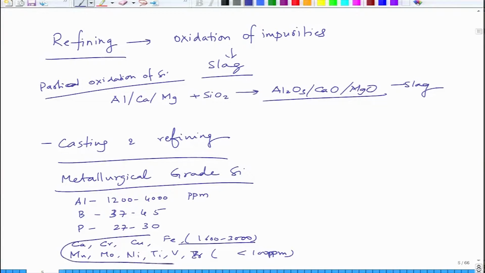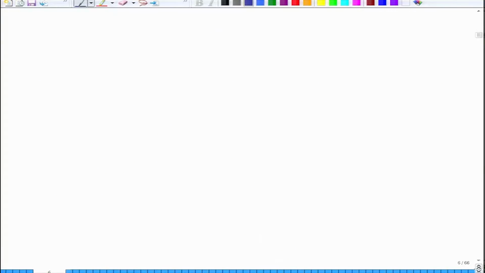Okay. So, these are less than 100 ppm typically, some of these may be 200 ppm or so, but generally less than 100 ppm. So, this is the metallurgical grade silicon. This is very, very impure, not fit for semiconductor processing. So, what you do is you then process this metallurgical grade silicon to purify it using other processes.